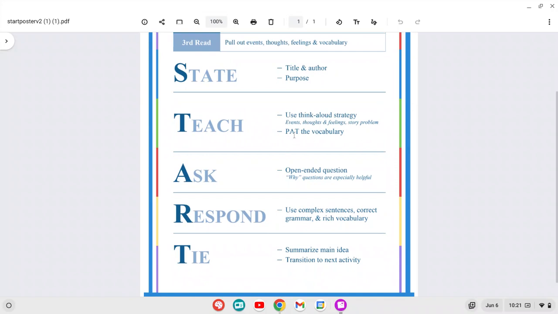Pat the vocabulary, and I'm going to talk about that when we get to the lesson format, what that means. Ask open-ended questions, because if we just give them basic surface level questions like yes or no, that's not interactive. So we want them to actually do some more in-depth thinking with open-ended questions. Respond, which is R. They're using complex sentences. Make sure they use correct grammar when they're answering back to you. So if they give you a one-word answer, have them repeat back in a full sentence. And try to have them use rich vocabulary. And then tie in, try to have them summarize the main idea, work in some type of transition to the next activity.